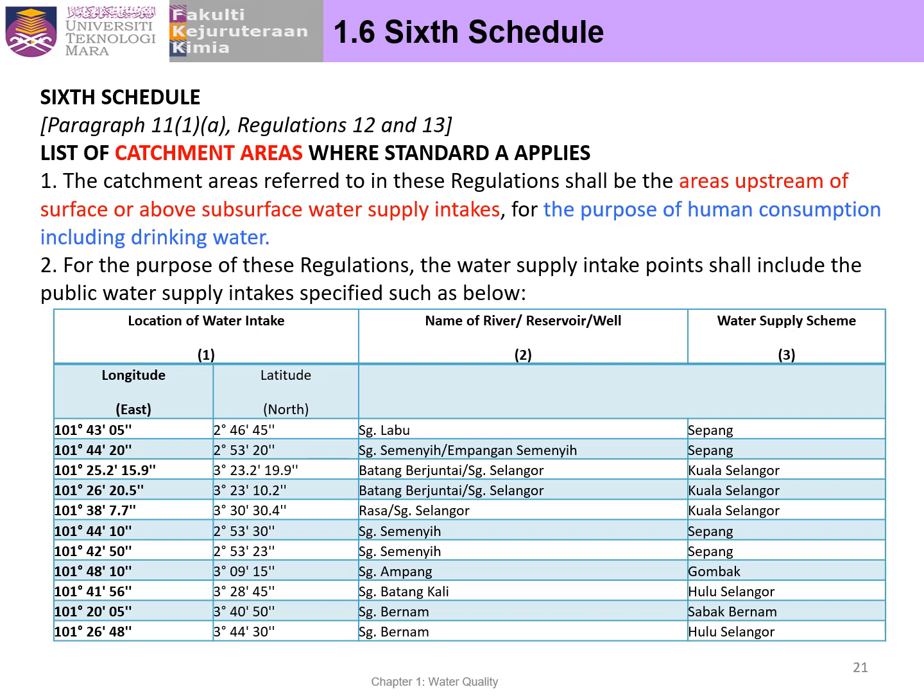So you should know how to read this table. Very simple. This table basically just shows you the name of the river and where the location is in terms of longitude and latitude.